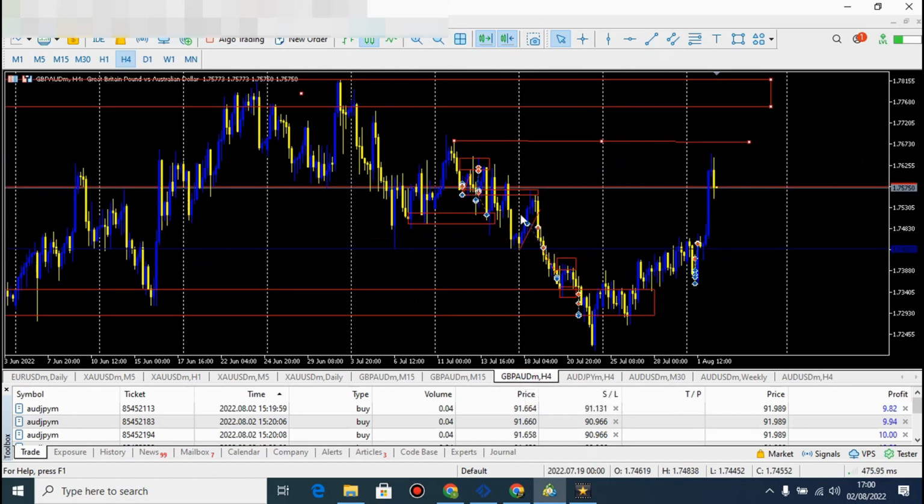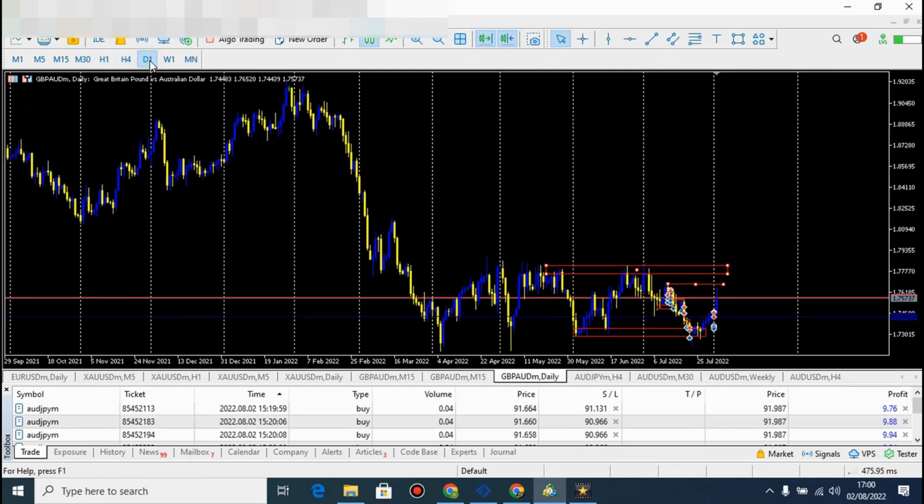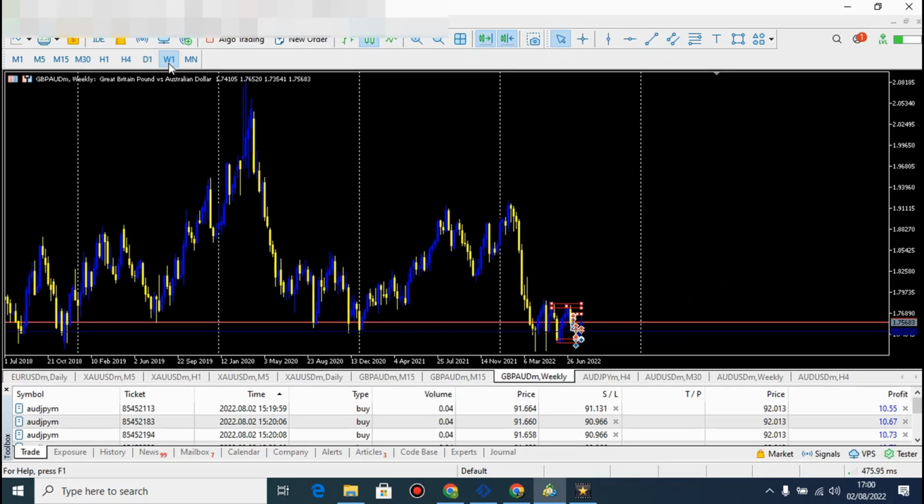Okay, let's use this chart to draw a trend line. This is the pound Australian dollar. Firstly, you have to go to the daily or the weekly. I prefer to use a blank chart for this purpose. But anyways, let's use this chart. Nope, there's no problems. It's better to go for the daily or the weekly.